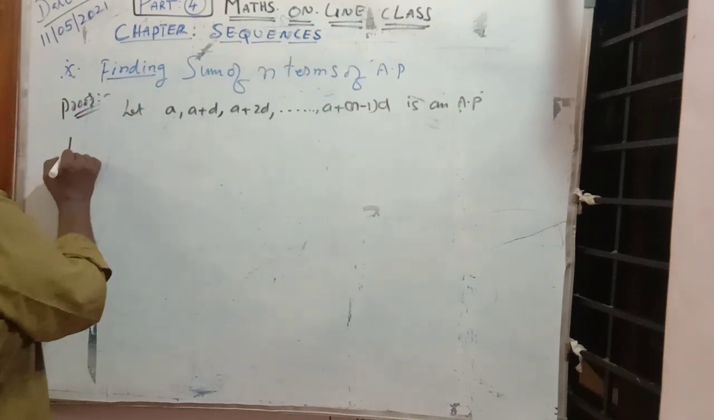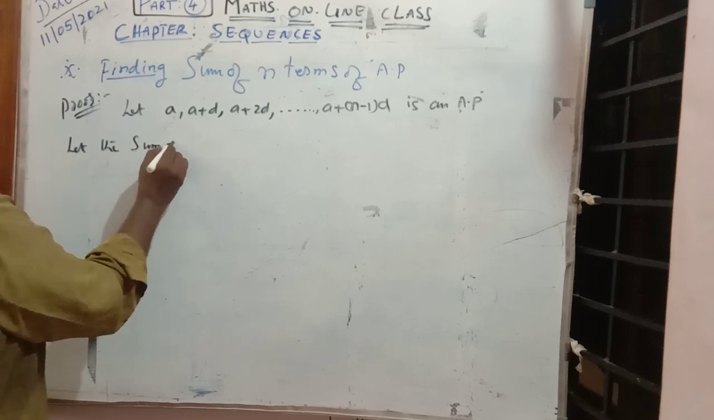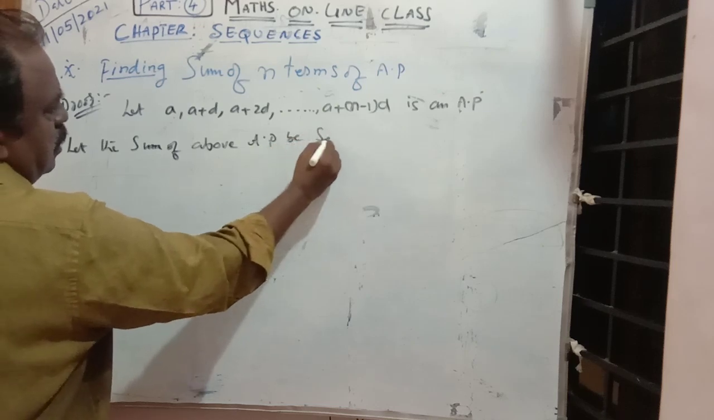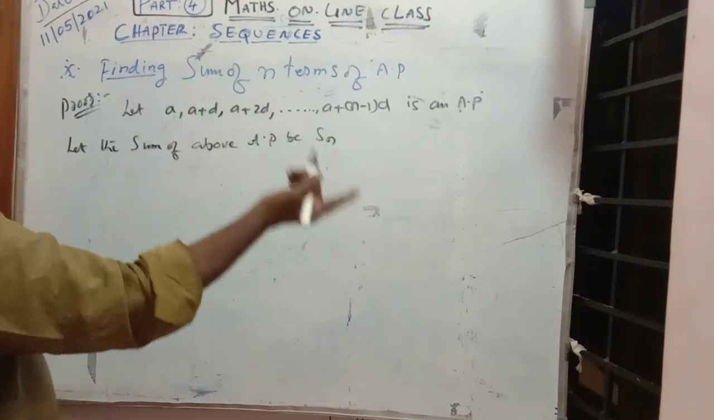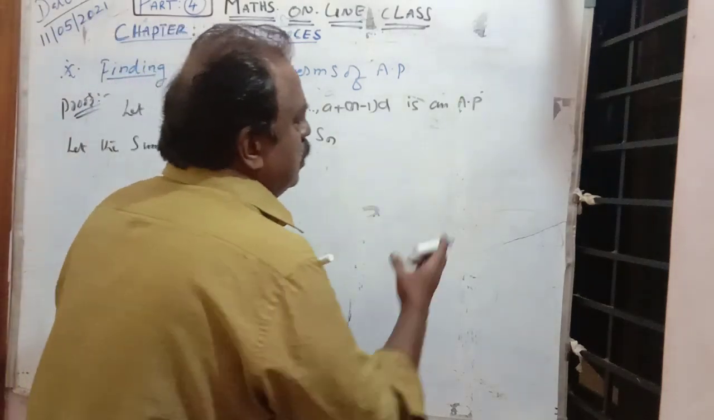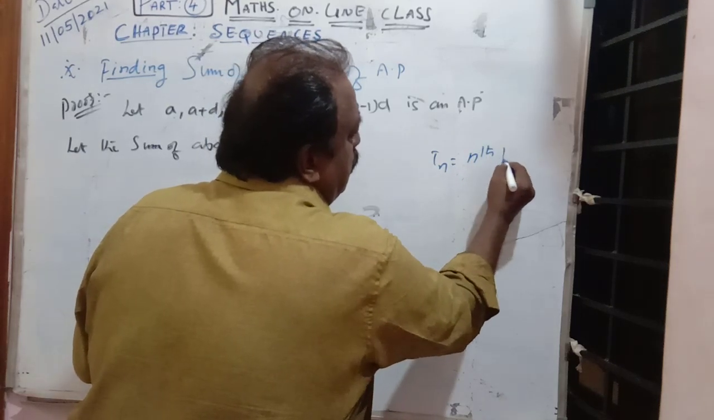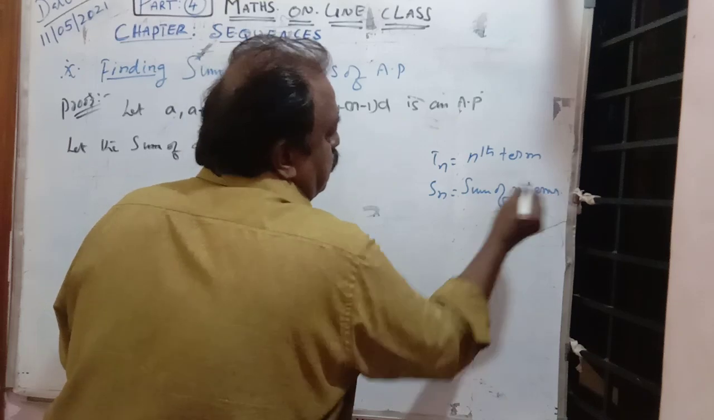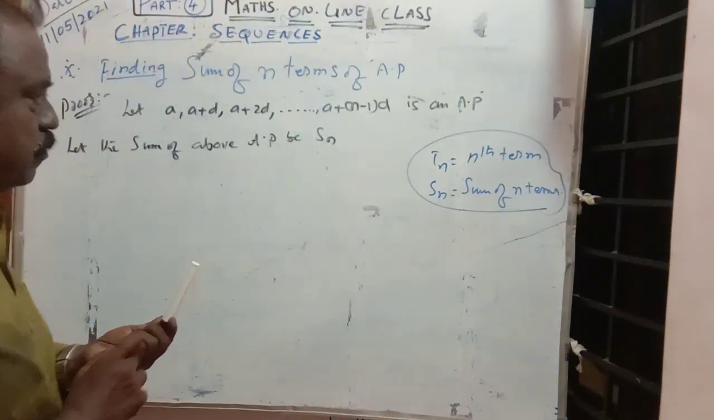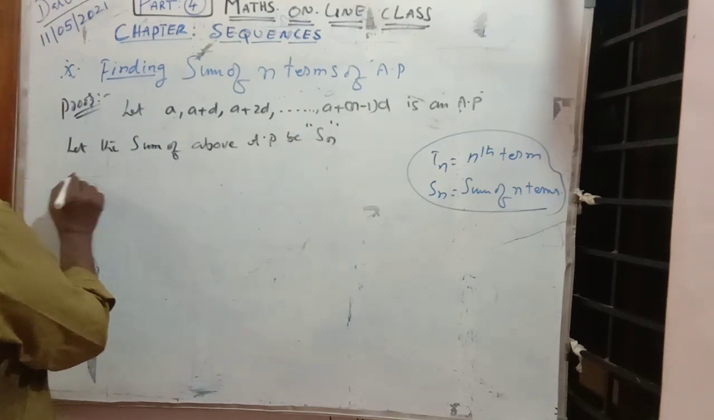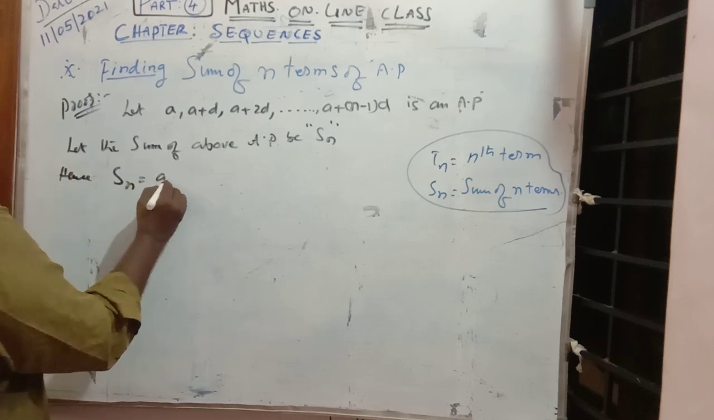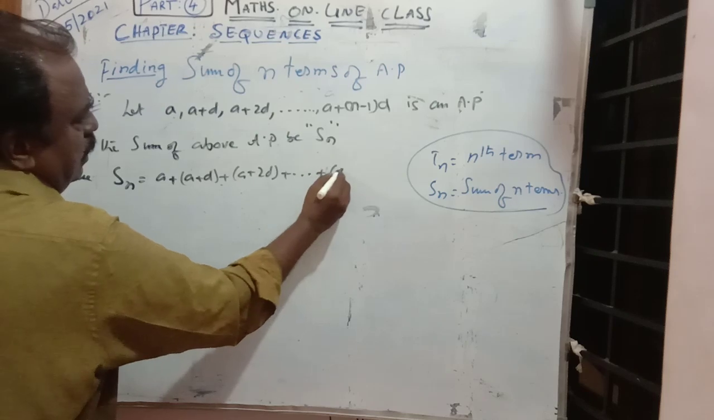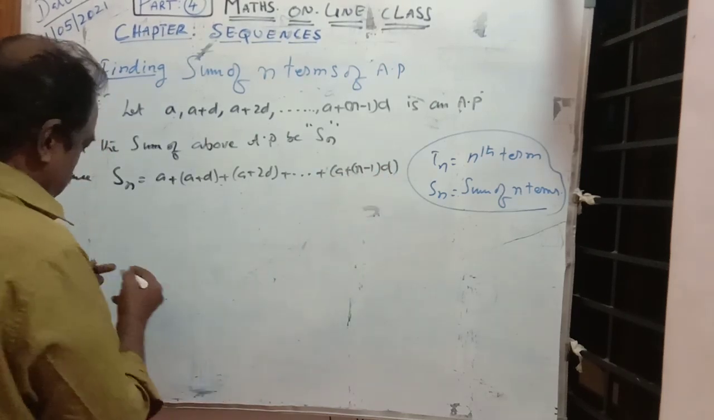Here we have to find the sum. Let the sum of the above AP be Sn. Tn means the nth term, whereas Sn means the sum of n terms. This is notation, it's very simple. Hence, Sn is equal to a plus a plus d plus a plus 2d plus dash dash a plus n minus 1 into d.